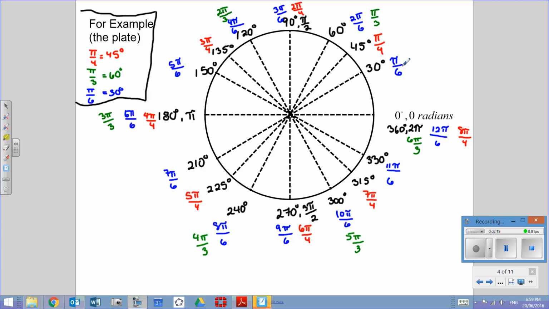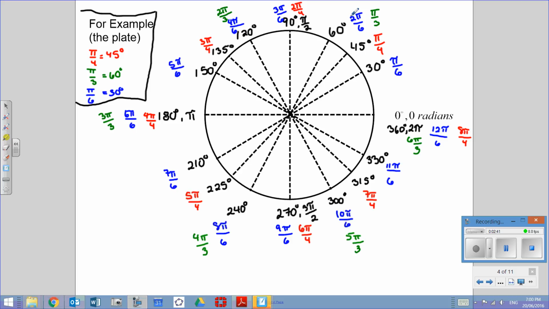If we take this blue pi over 6 and we count by pi over 6 around the circle, 2 pi over 6, 3 pi over 6, 4 pi over 6, 5 pi over 6, 6 pi over 6, we can continue to do this until we get back to 12 pi over 6. Now, obviously, we can reduce this down because 12 pi over 6 is the same as 2 pi.